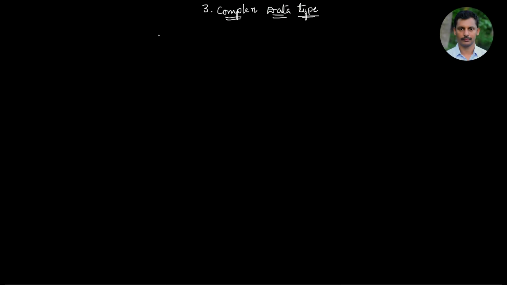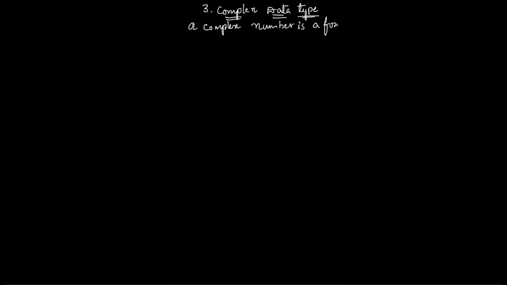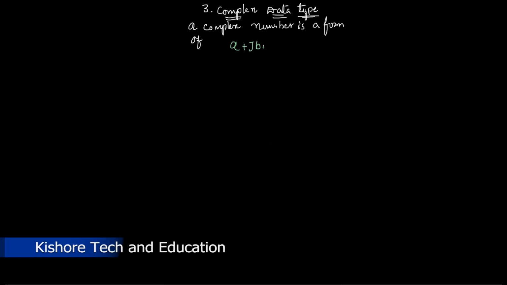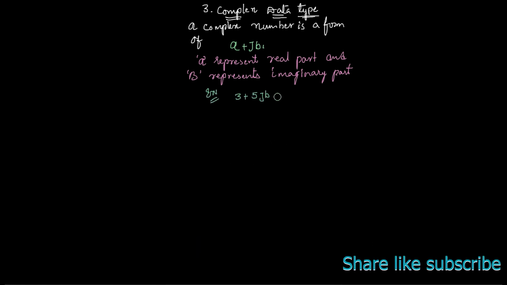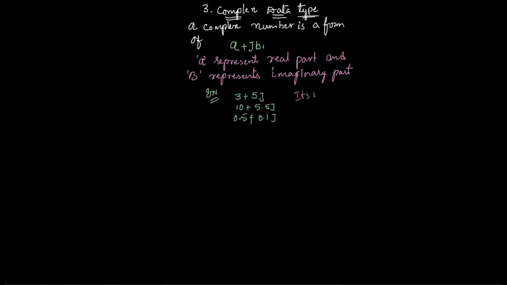Third one, complex data type. A complex number is of the form A plus JB. So see here, A represents real part and B represents imaginary part. We can write anything. It must be in A plus JB form. J must be small letter.